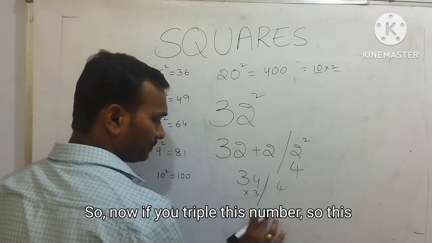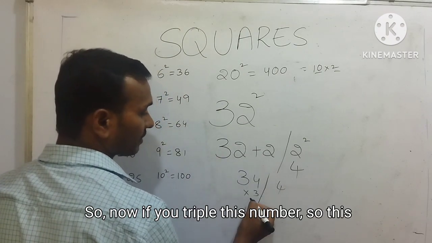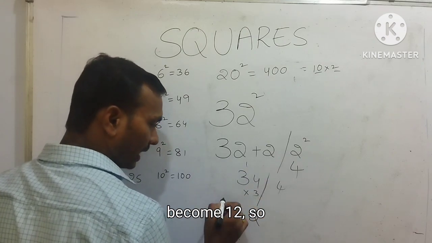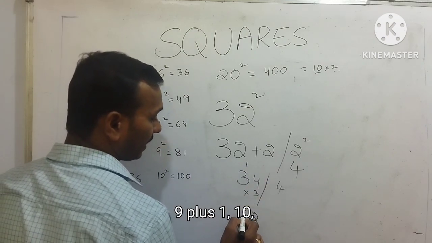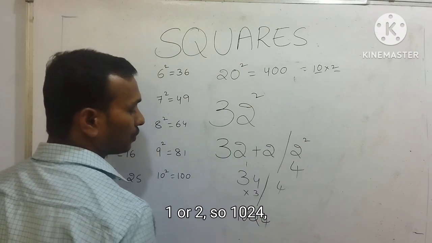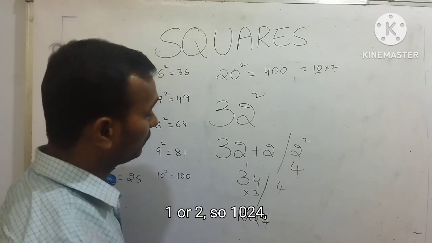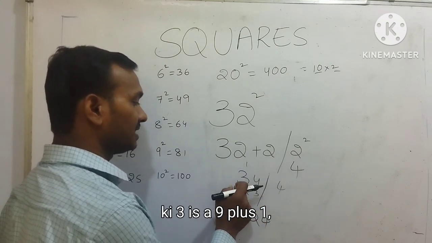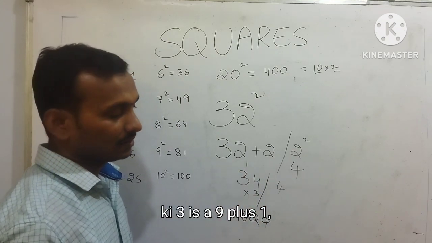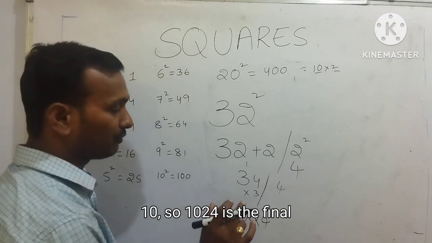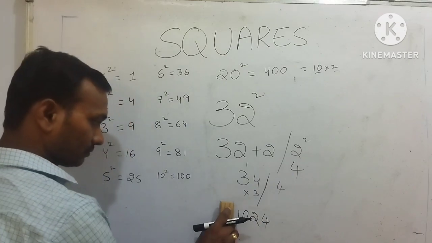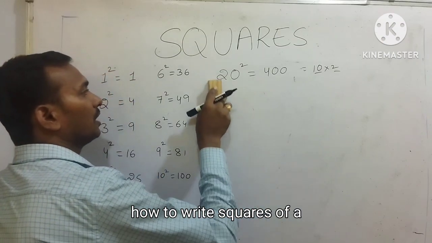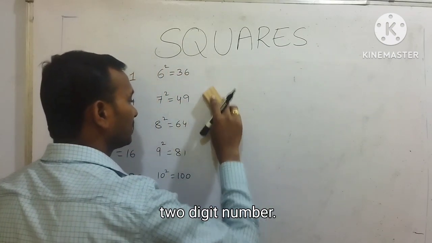Okay. Now, if you triple this number, 34 multiplied with 3: 3 fours are 12, 1 carry, 3 threes are 9 plus 1 is 10. So 102, and then 4. 1024 is the final answer. Now you understood how to write squares of a 2-digit number.